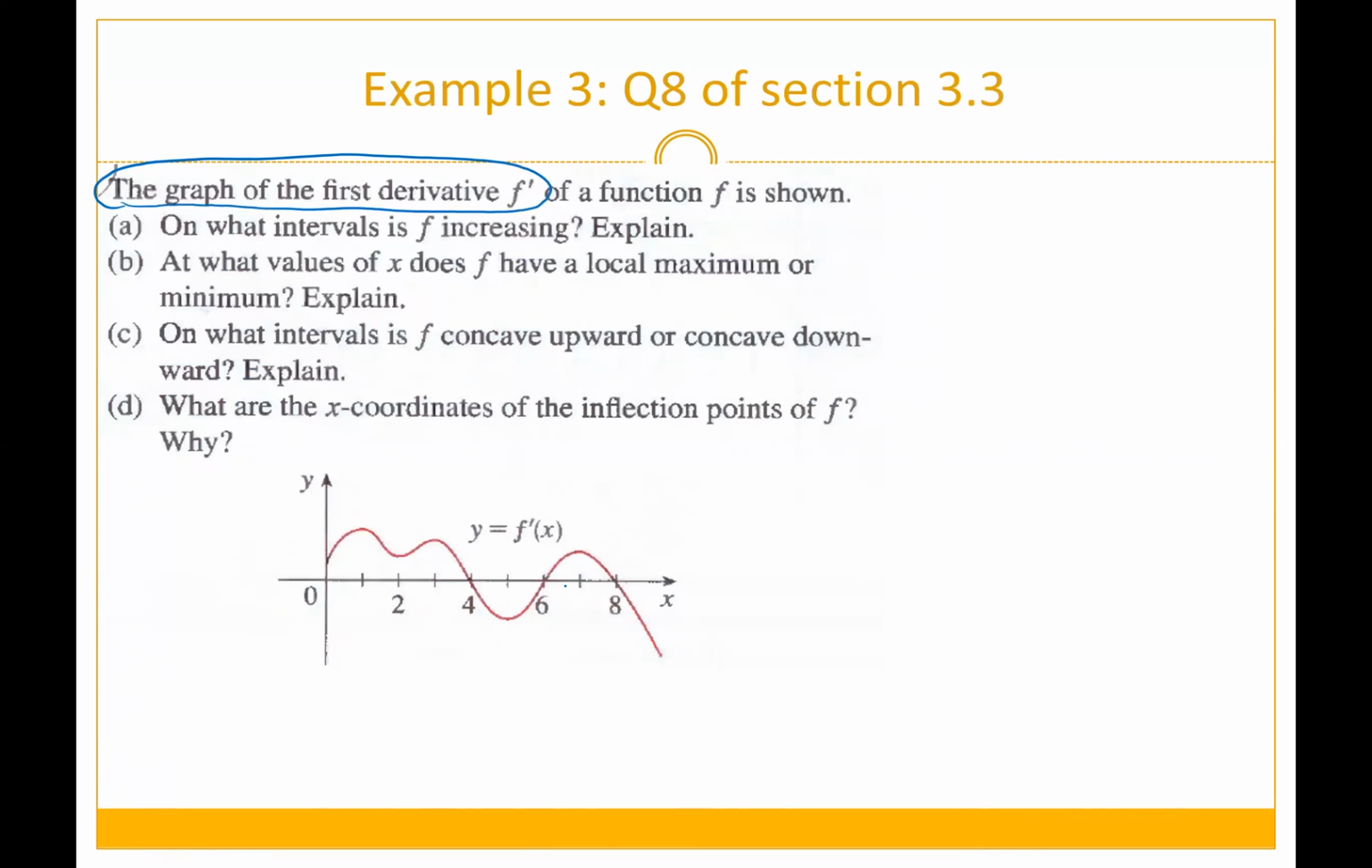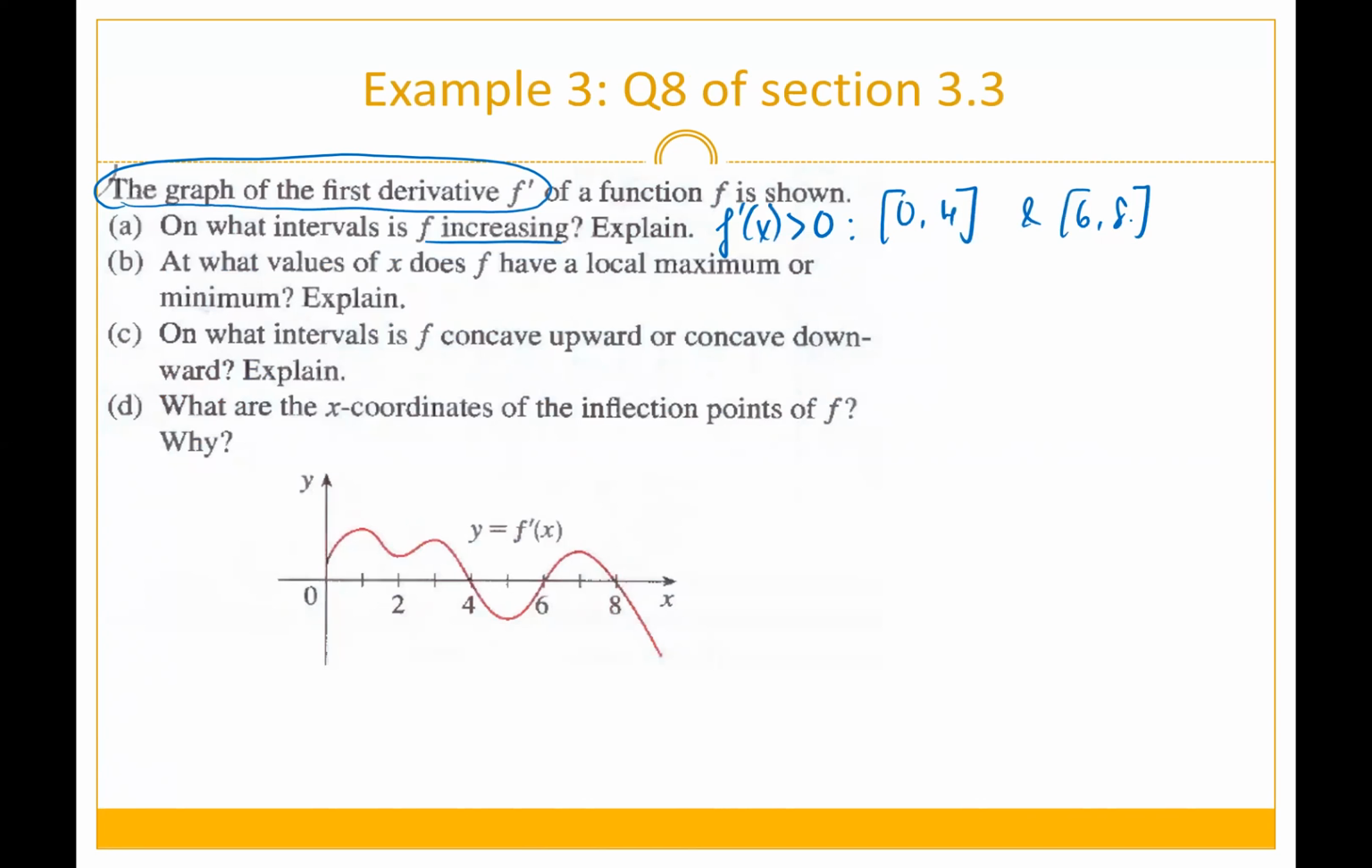Question A: on what interval is f increasing? f is increasing when f prime of x is bigger than 0, so f prime of x is positive. And thank God here you're given the graph of f prime of x. So it's going to be on 0 to 4 and from 6 to 8.